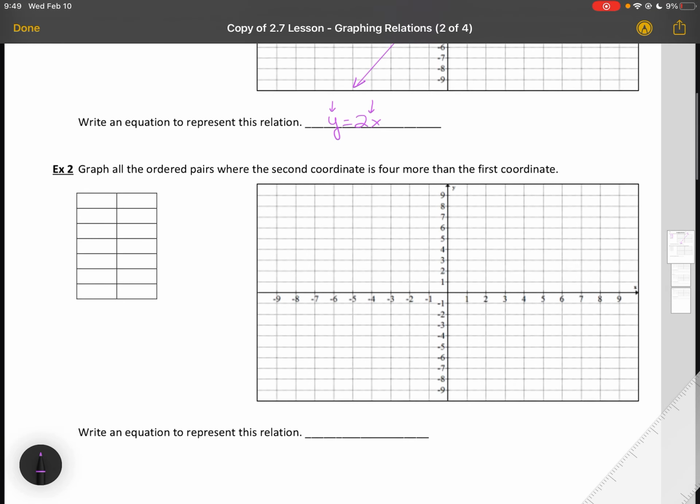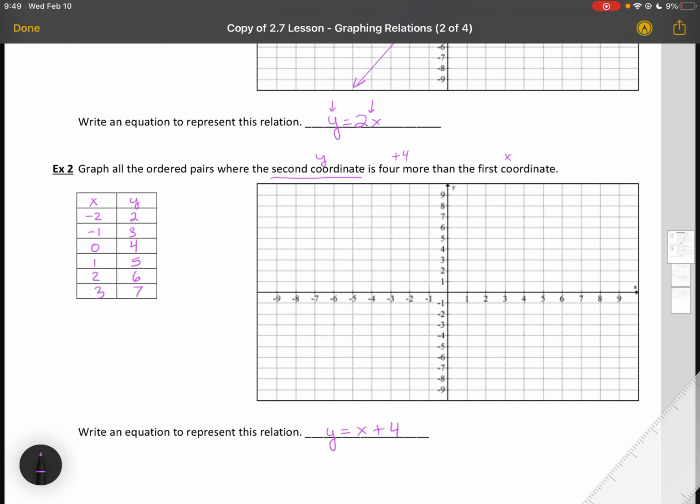Let's do another example. Here, we're going to graph all the ordered pairs where the second coordinate, y, is 4 more than the first coordinate. So I've got an equation, y equals x plus 4, y equals 4 plus x. That's going to allow me to create a table of values. So -2, -1, 0, 1, 2, 3. And now my y value is 4 more than my x value. So 2, 3, 4, 5, 6, 7.